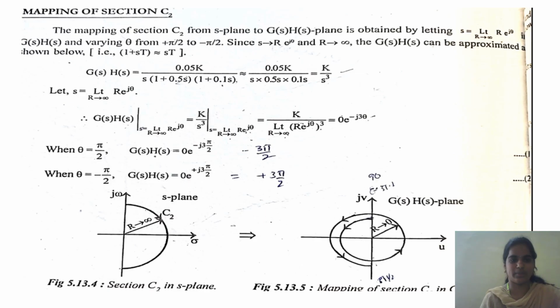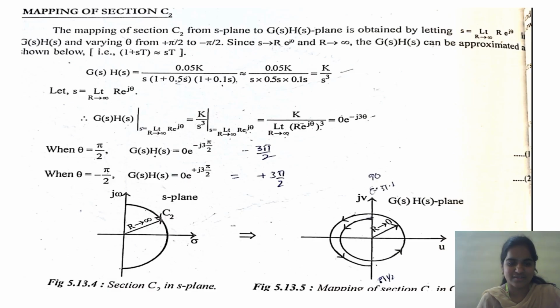Mapping of section C2. The mapping of section C2 from the S-plane to the G(s)H(s) plane is obtained by letting s equal to limit r tends to infinity of r e to the power of j theta. G(s)H(s) in the s plus 1 form is 0.05 K by s (1 plus 0.5 s)(1 plus 0.1 s), approximately K by s cube. Let s equal limit r tends to infinity of r e to the power of j theta. Theta varies from pi by 2 to minus pi by 2.